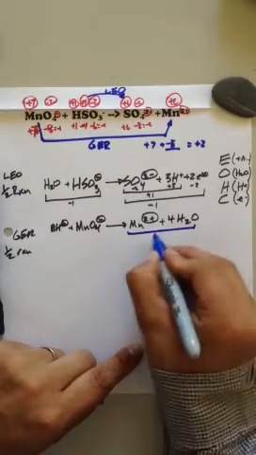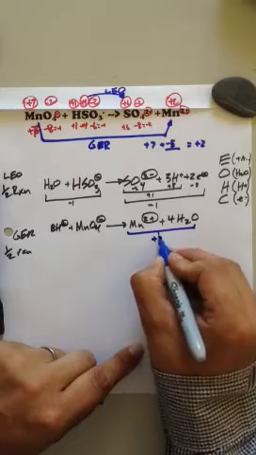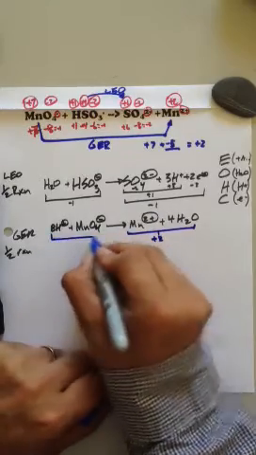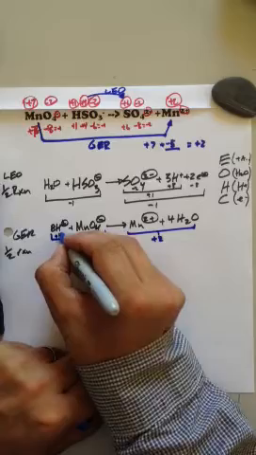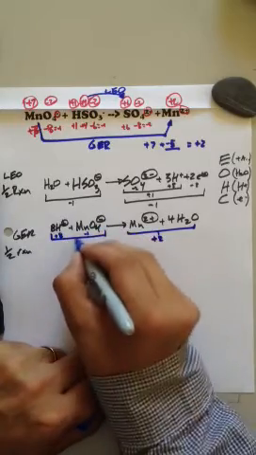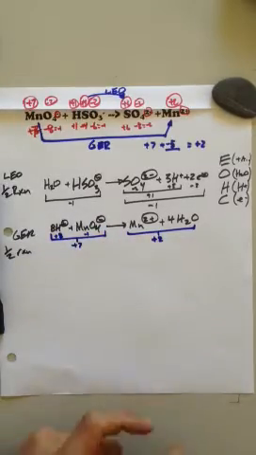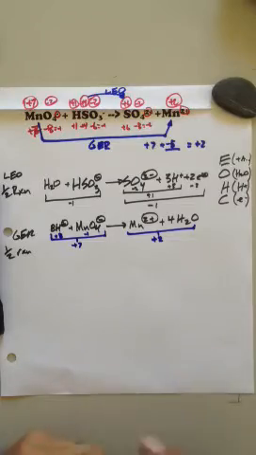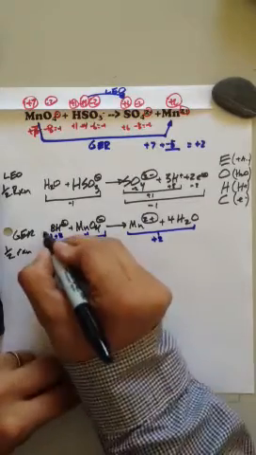Charge. This right here is +2. And then over here we have 8+ here, and then we have -1, so that's going to be +7. So the charges aren't balanced. In order to do that, we can only add electrons.